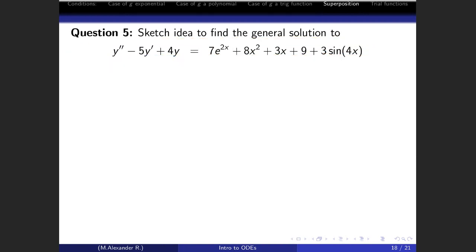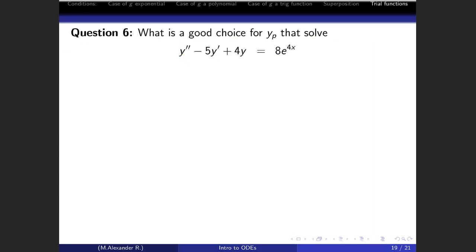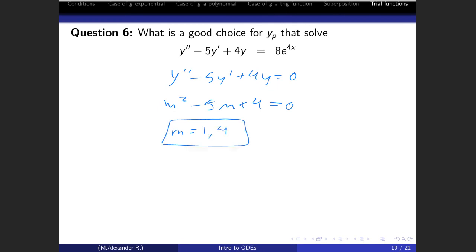All right, so now let me go into the next type of situation that we might have. Okay, so here I'm not going to solve the problem, but I want to see what a good guess for the solution should be for this problem. So again, we look at the homogeneous equation, and let me write it down. So y prime plus 4y is equal to 0. Then you get your auxiliary equation m plus 4 is equal to 0, and then we got the values m is equal to 1 and 4.